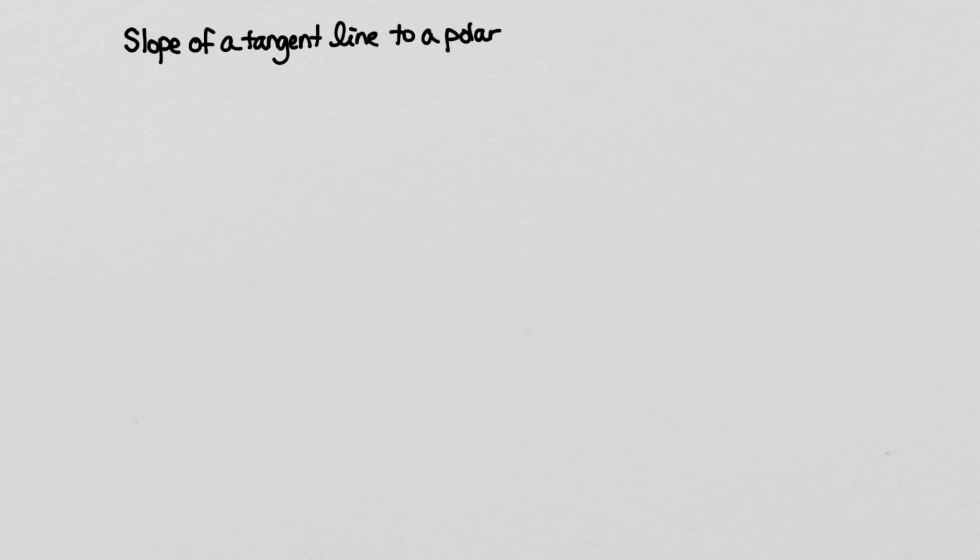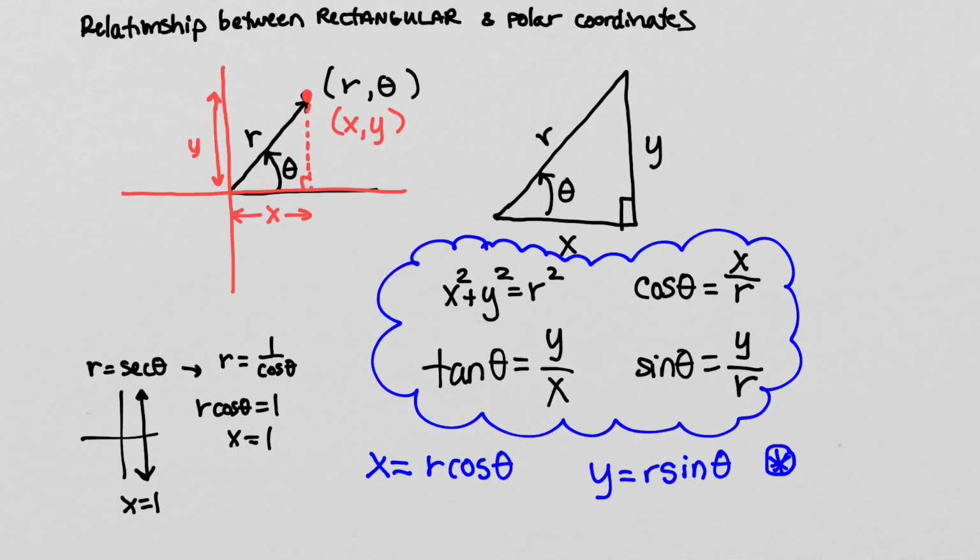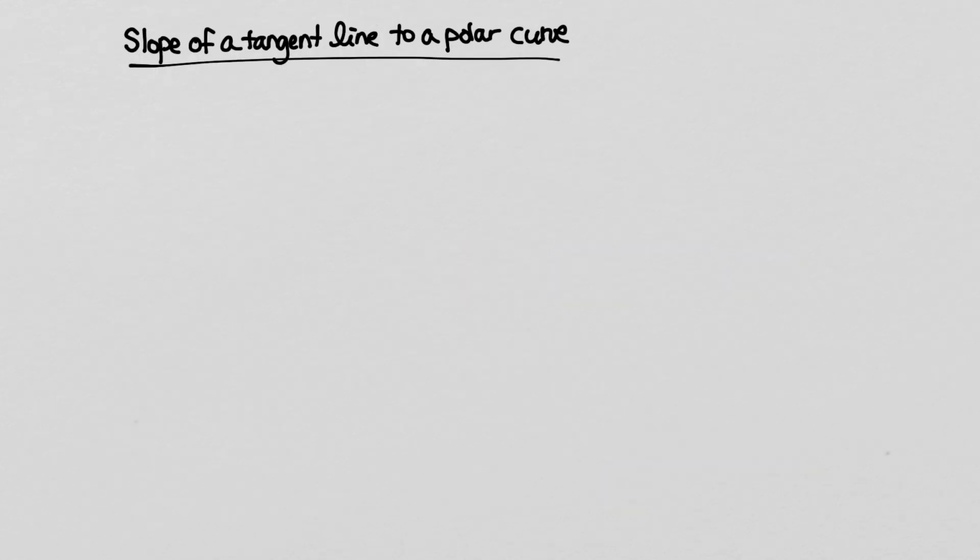Do you want me to go back? Are you guys okay? Did you get all those relationships? Let me go back a sec. Make sure you copy all those relationships down. X equals r cos theta, y equals r sine theta. Those are the key ones right there, and they come from that triangle. And then we're going to talk about the calculus.